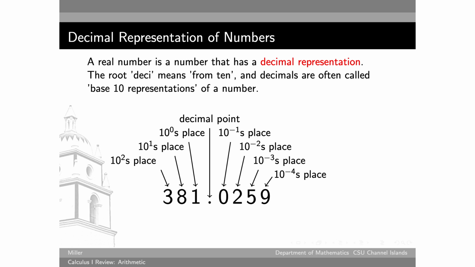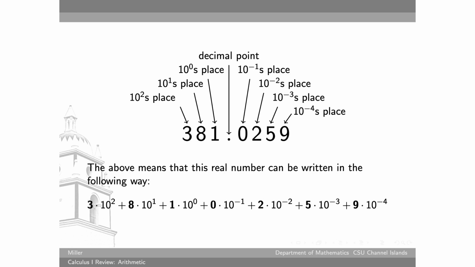In this class, and all mathematics classes, decimal representations of numbers are good, but we want to bring them back to other number systems, like the rationals. So we can rewrite this decimal as a rational number in the following way, and I'll cover rationals in a little bit. But just so you understand, 381.0259 is the same as the following.